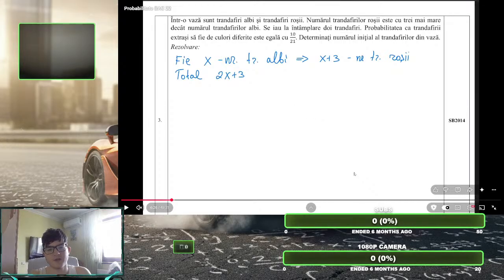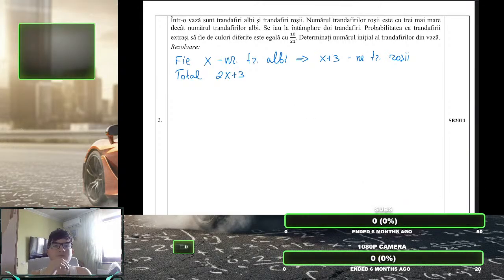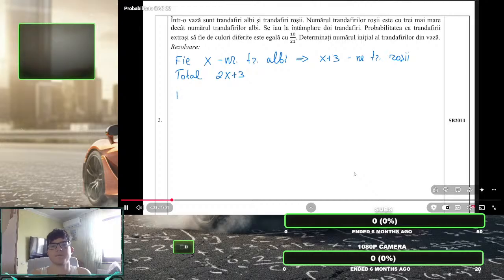In total it's 2x plus 3. What? Total is 2x plus 3. X and x plus 3, so x plus 3 is 2x plus 3, yeah? So n is going to be kind of in a formula form: C of 2x plus 3 and you take 2, right? That's what I think it is.